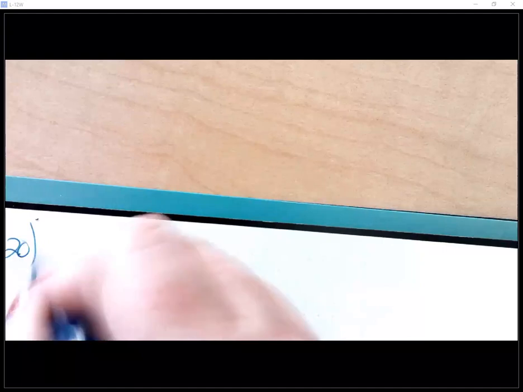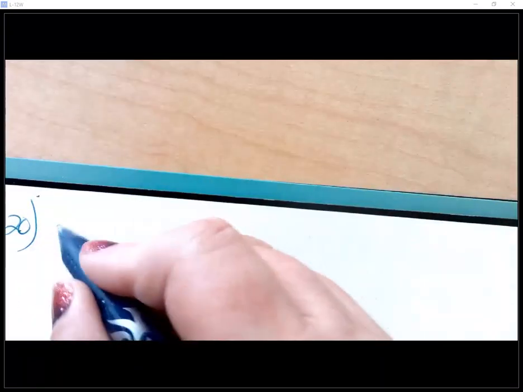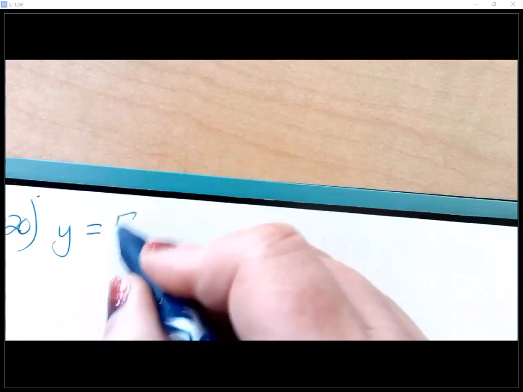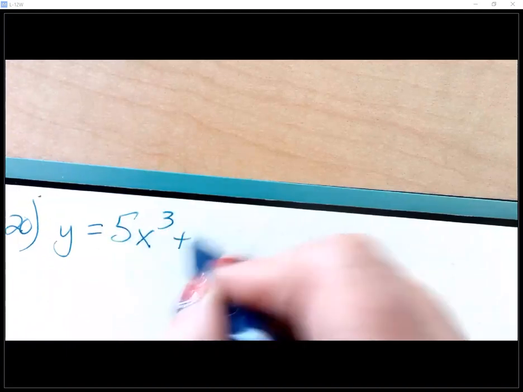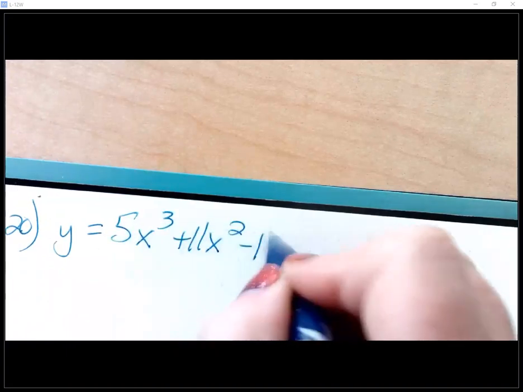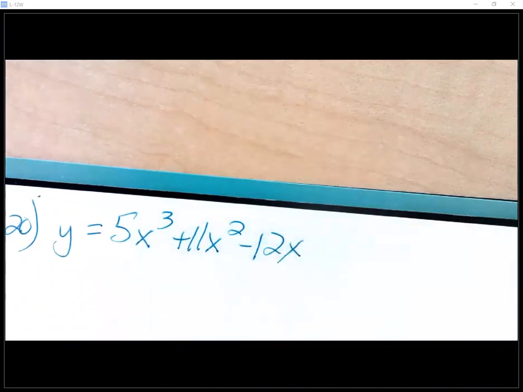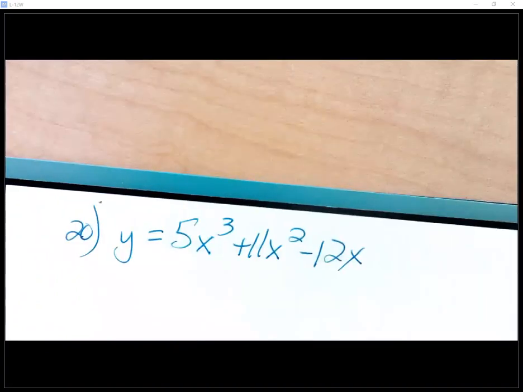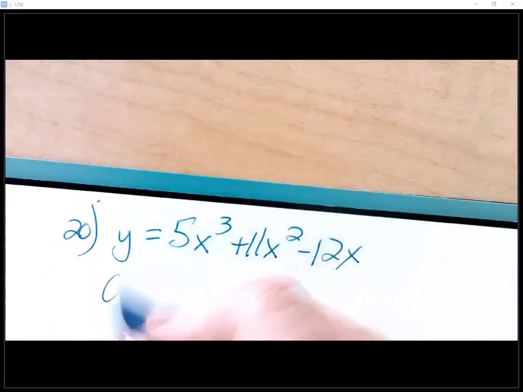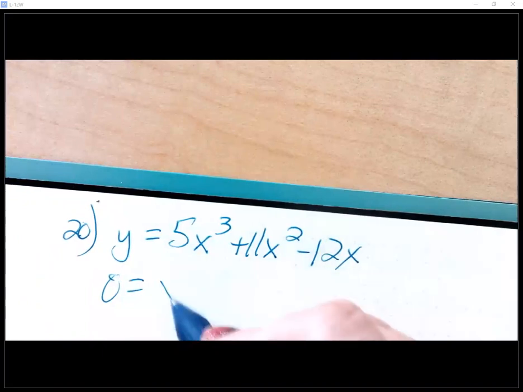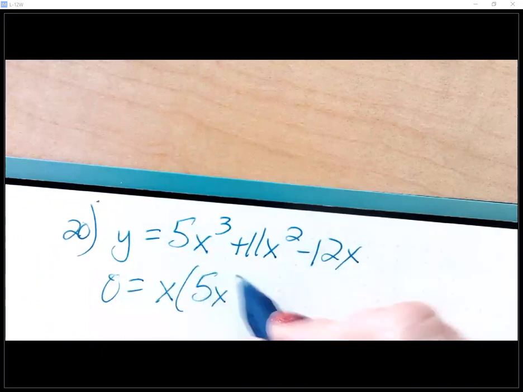So if I'm going to do number 20, it says y equals 5x to the third plus 11x squared minus 12x. If I'm trying to solve this thing, what is the very first thing that's jumping out at you? Yes, take out an x. So I'm just going to replace the y with a 0. Let's pull out an x. So I get 5x squared plus 11x minus 12.